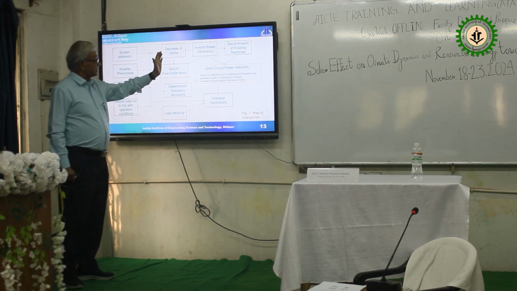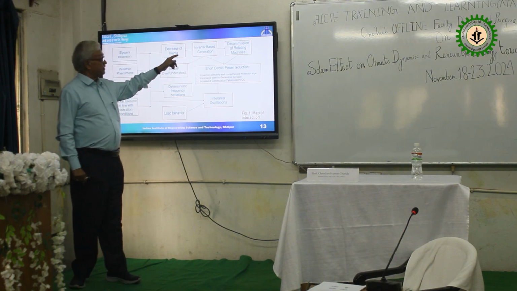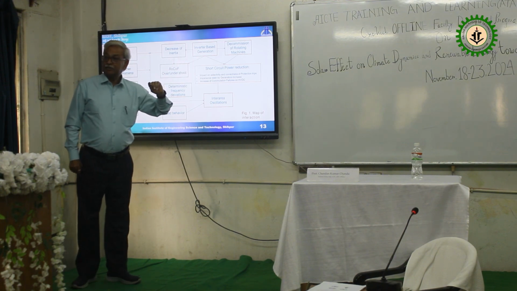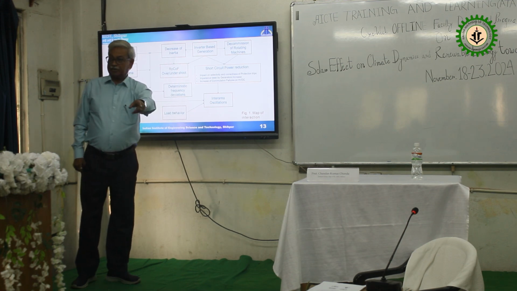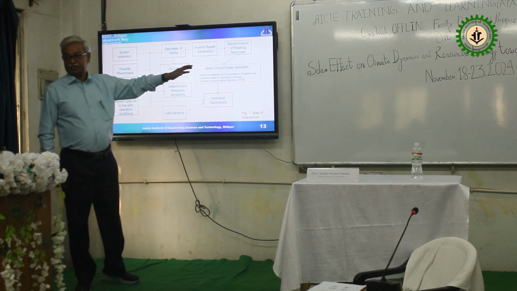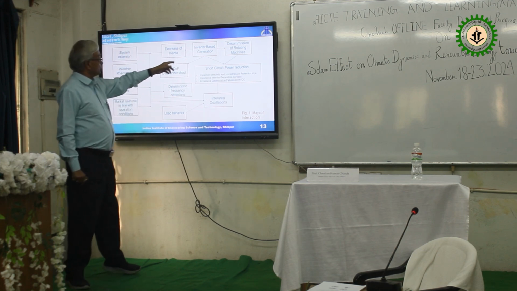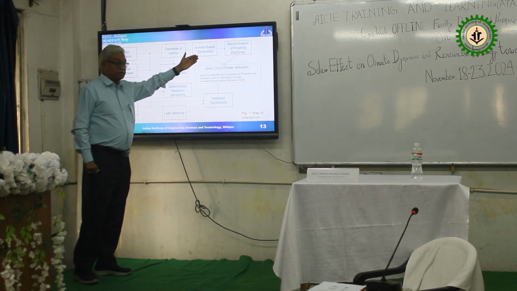On the right hand side, let me start with the decommissioning of rotating machines. Why decommission rotating machines? Because there is pressure from the government to stop these rotating machines and bring in solar energy. So decommissioning means stopping all the synchronous generators. Once you decommission, you have to bring in inverter-based generation.